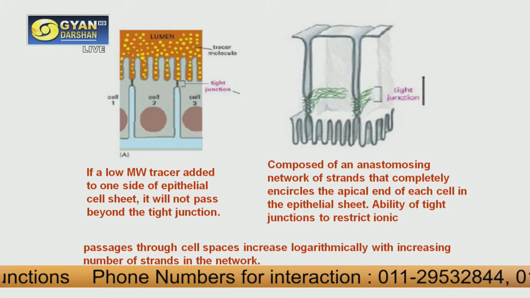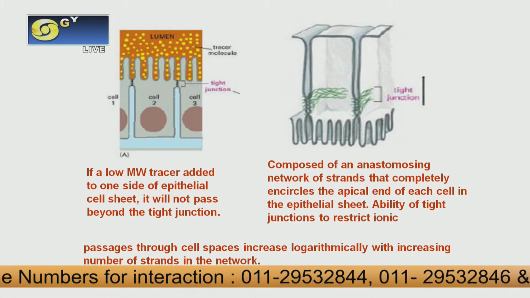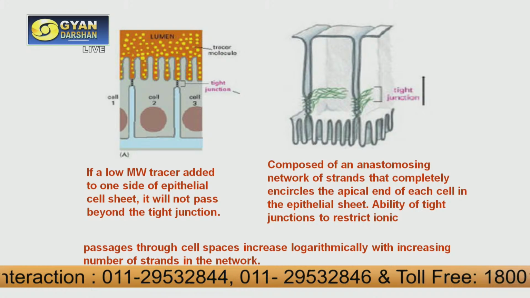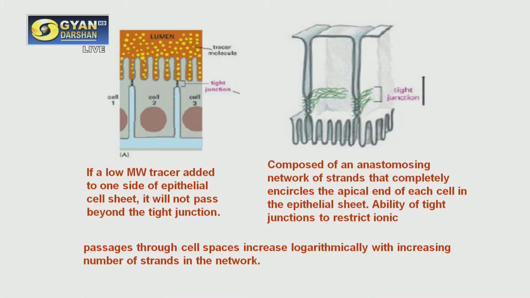Now, the figure on the right hand side shows what these tight junctions are actually made up of. The tight junctions are made up of a huge anastomosing network of strands. These strands, which are marked in green in the right hand side diagram, encircle the apical end of each cell in the epithelial sheet. So the ability of the tight junction is to restrict the ionic passage.